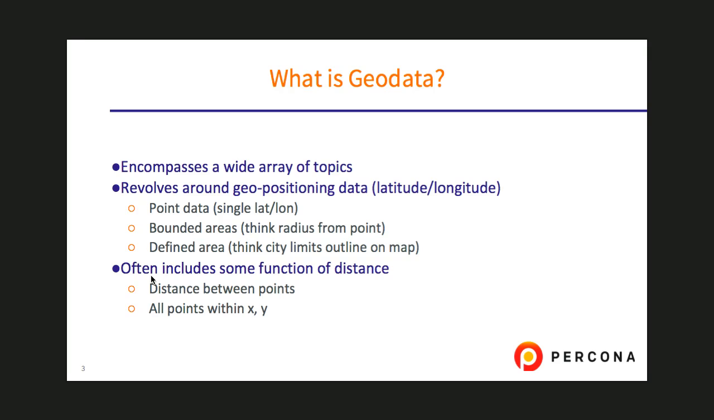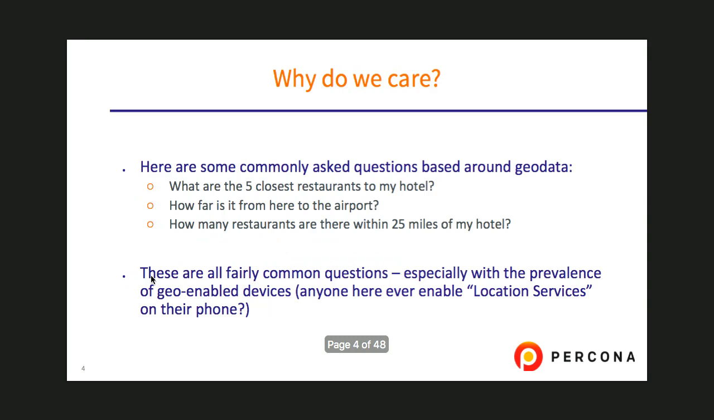So in general, what is geo data? I'm assuming people here are aware of what it is, but it encompasses a wide variety of topics. Really anything that talks about your location, where you are, mapping, point data locations, and also boundary areas. And generally there is some sort of function of distance. Very common questions that we ask when we look at geospatial data: how many restaurants are nearby me? How long is it to the airport? How many miles am I from the closest point of interest? Those types of common questions.